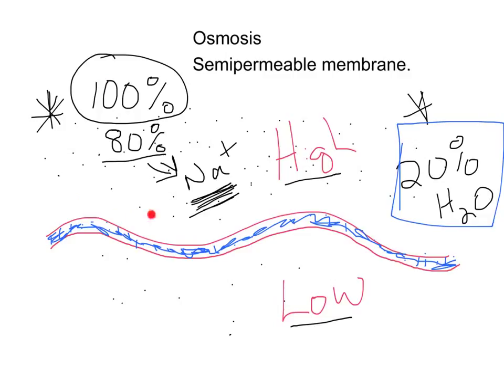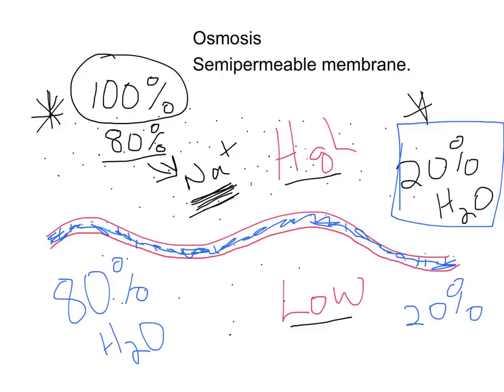This side is 100% everything. If 80% is sodium, then 20% has to be water. This is a solute. This is a solvent, right? It's a very, very, very high concentration of salt on this side. On this side of the membrane, it's much lower. So let's say it's 80% water, and therefore 20% sodium.